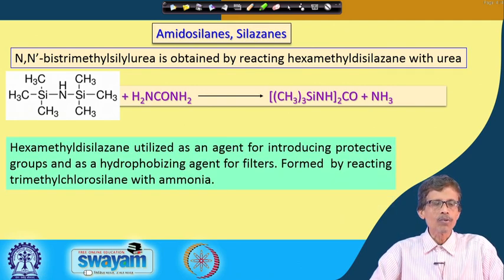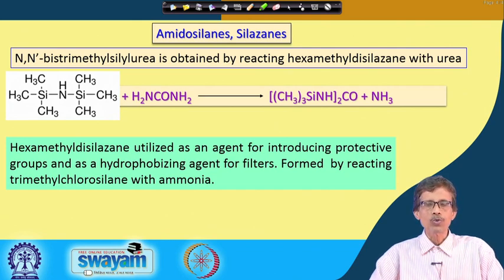So the starting material on which we are adding the urea molecule, hexamethyldisilazane, is utilized as an agent for introducing the protective groups. So the protective groups are bulky ones, bigger ones, which are nothing but your trimethylsilyl groups.